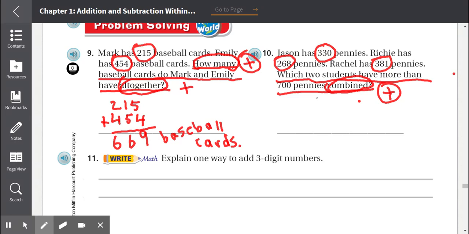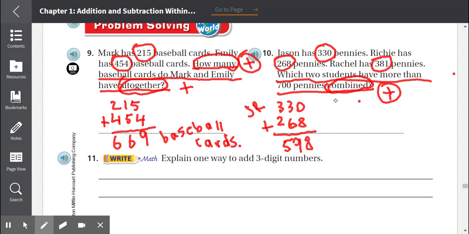So let's add Jason and Richie first. So Jason had 330 and Richie has 268. And then let's start with the ones place. 0 plus 8 is 8. In the tens place, 3 plus 6 is 9. Then to the hundreds place, 3 plus 2 is 5. So Jason and Richie, so I'll put JR, had 598 pennies combined. So let's see, that doesn't add up to more than 700.